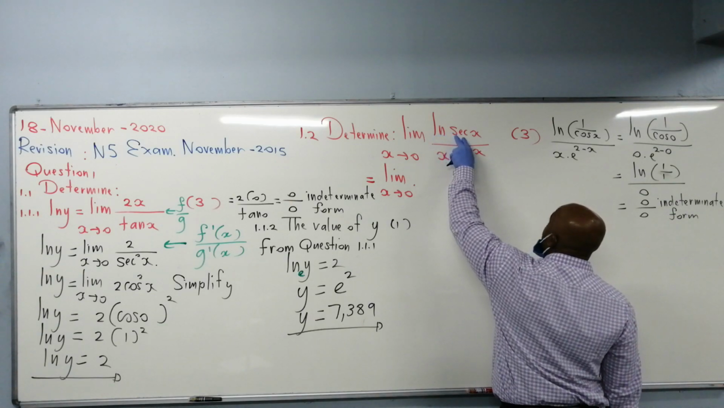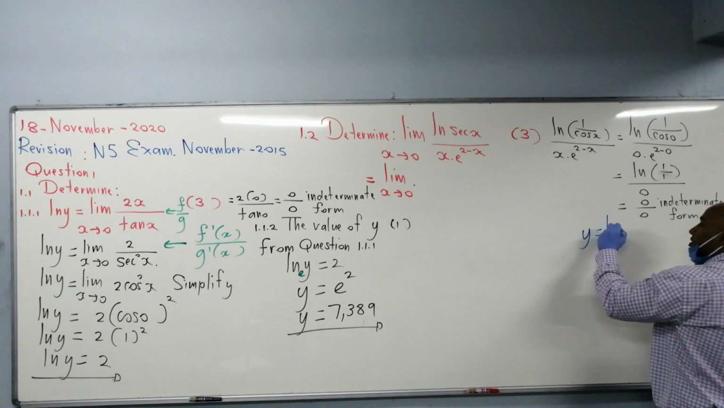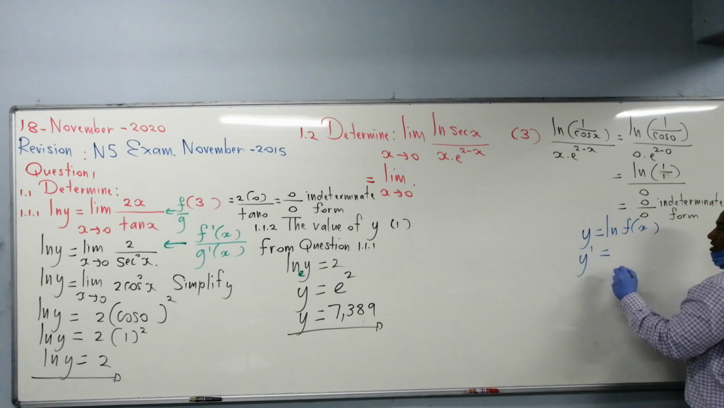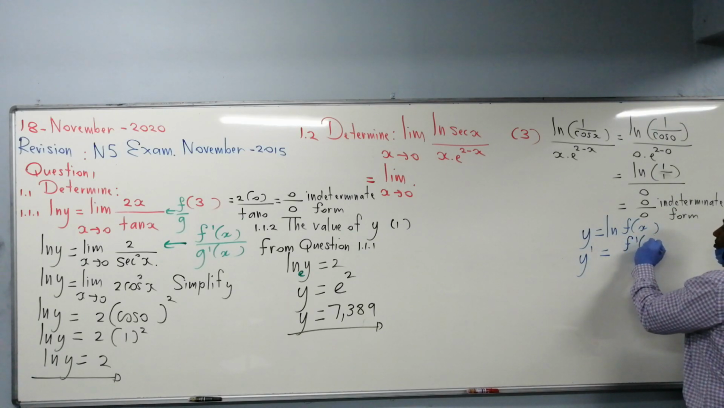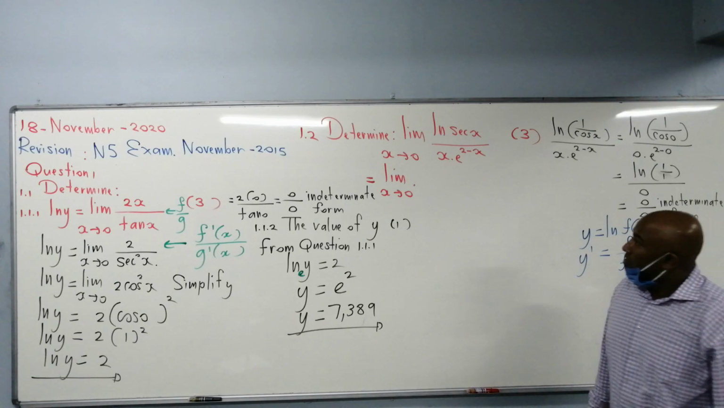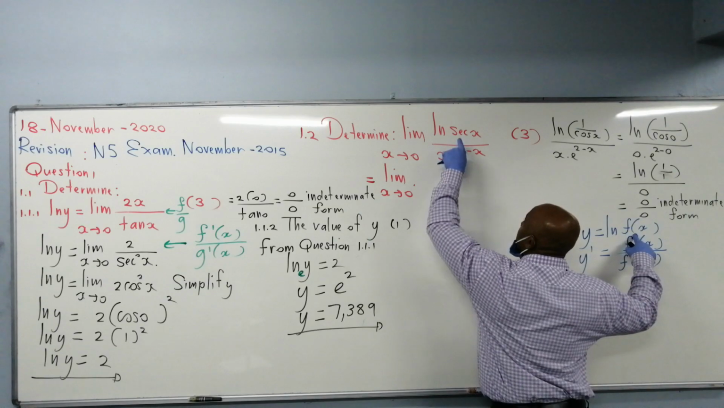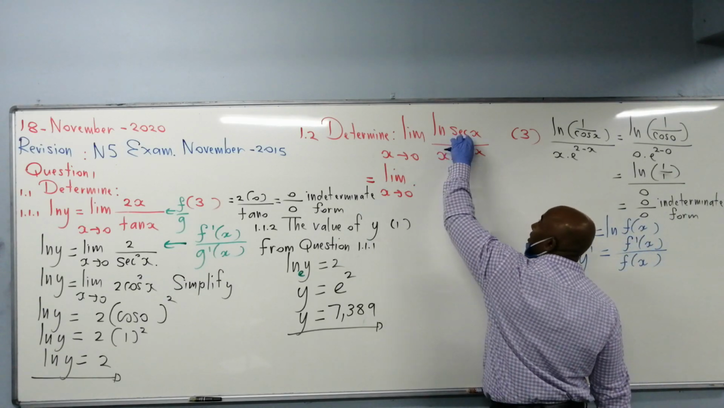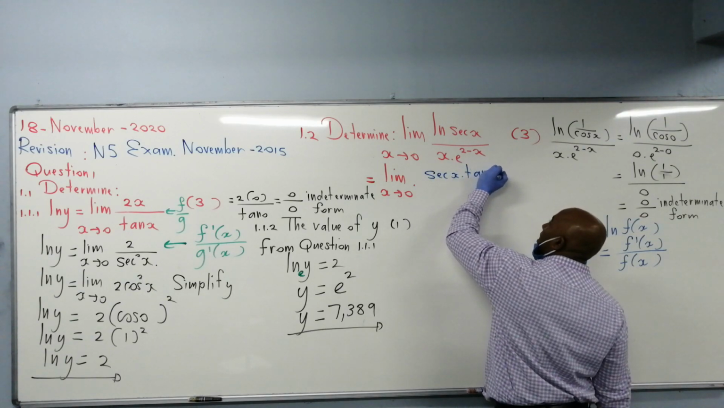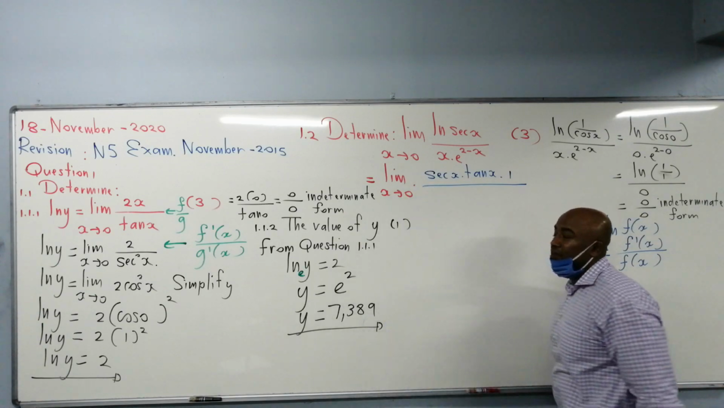So here we got ln of sec. You should know by now, obviously, y is equal to ln f of x. So the derivative of ln f of x is going to be f prime x divided by f of x. So if I want to differentiate ln of sec x, then f of x is sec x. So f prime x will be the derivative of sec x, which is going to be sec x times tan x times the derivative of x, which is 1.